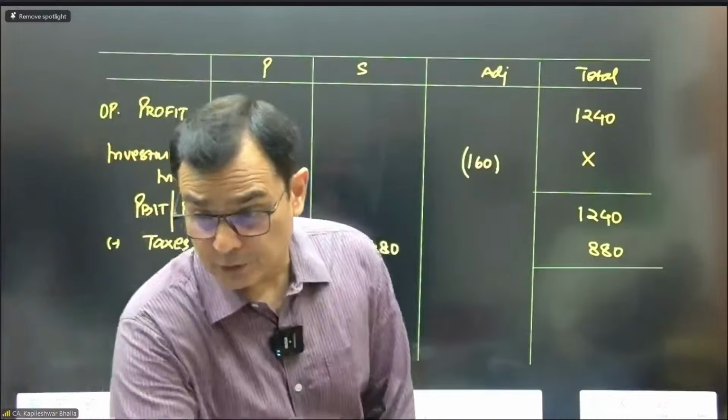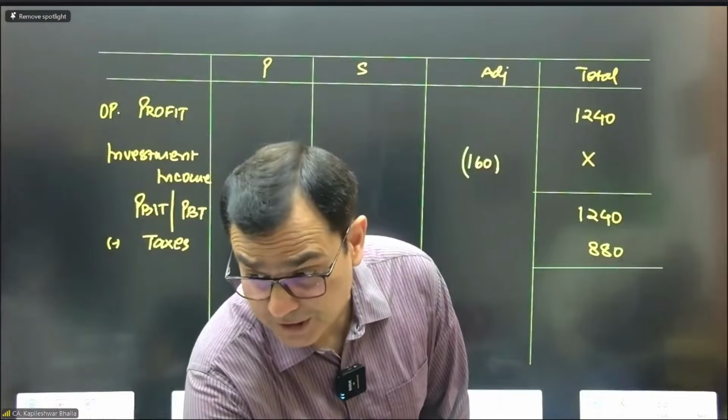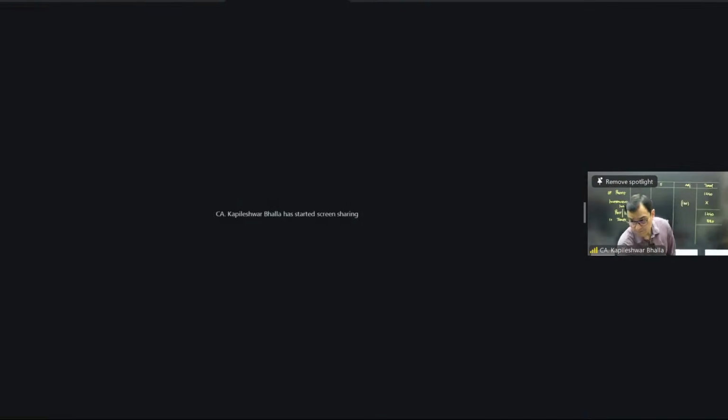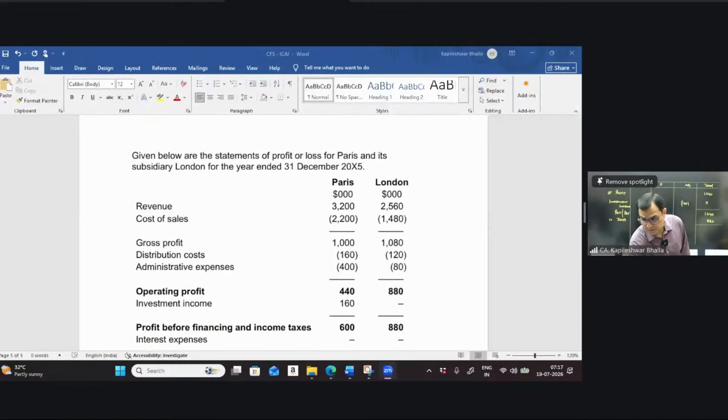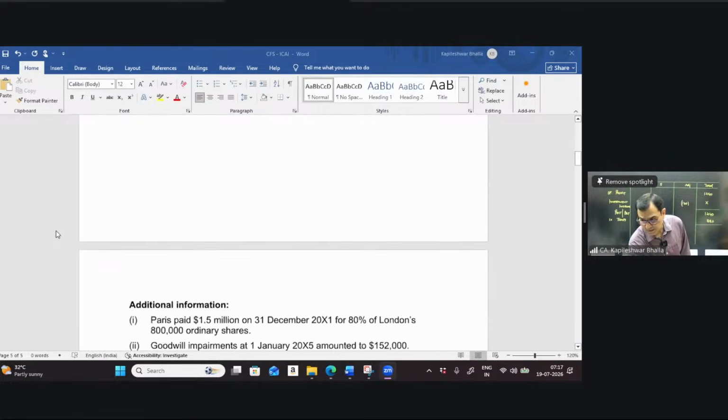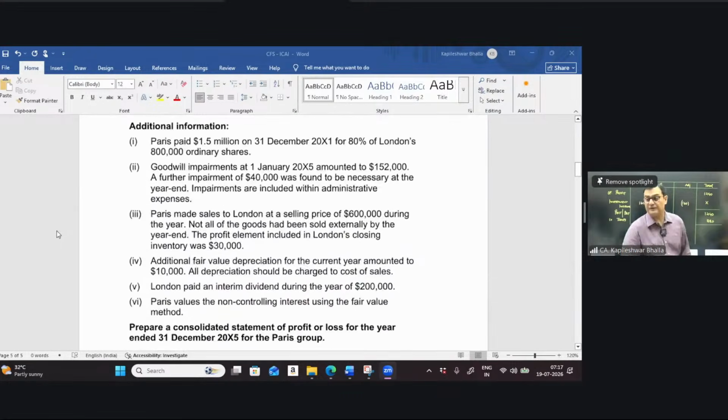I'd just like to show the question once again on the screen, just to get the dots connected well. As we can see, we've taken the information into the P&L, all the inputs in the P&L are done. And now we just scrutinize the additional information. Point number 1 is only telling you the acquisition date and the percentage.